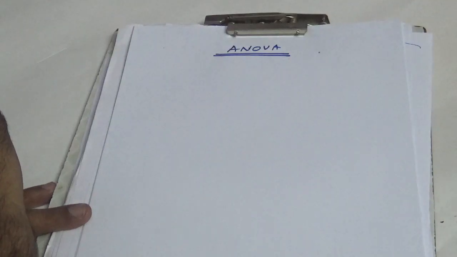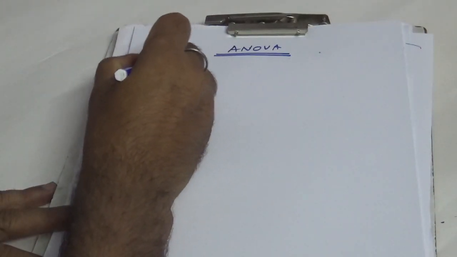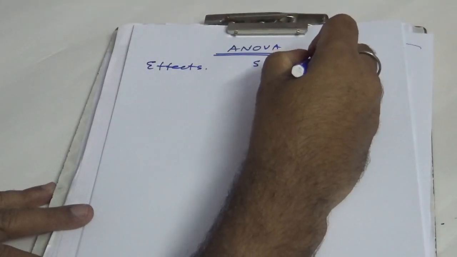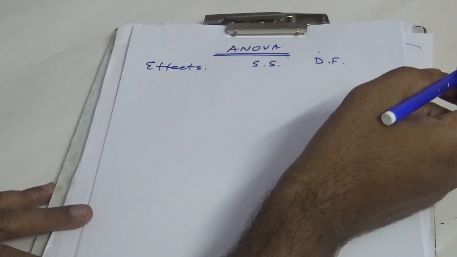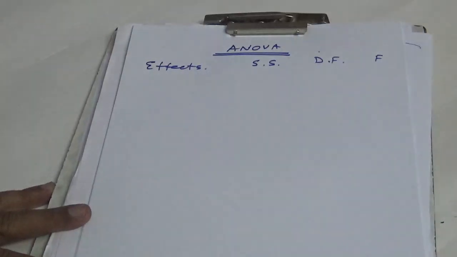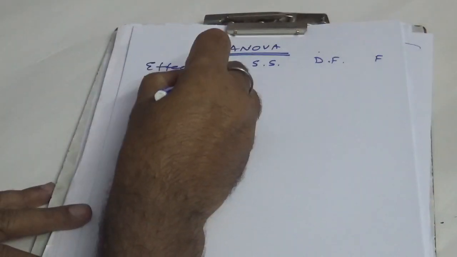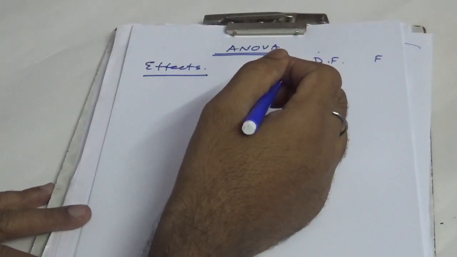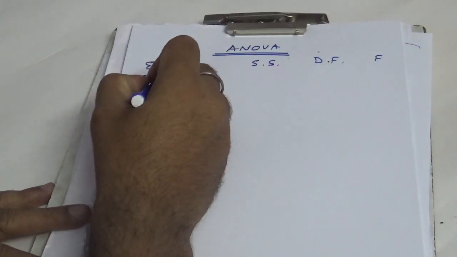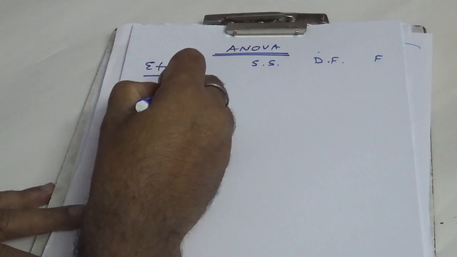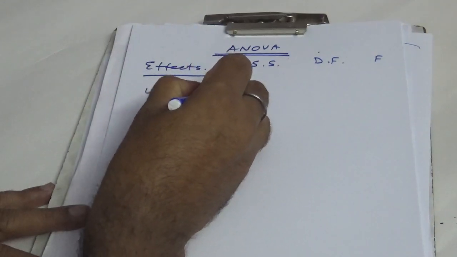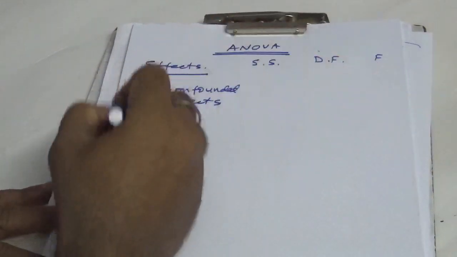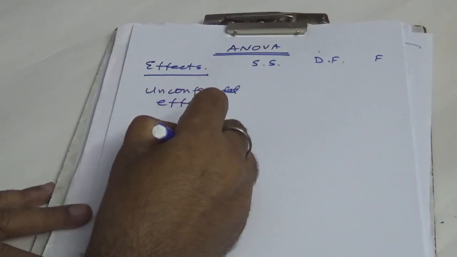there are essentially going to be effects, there are going to be sums of squares, and there are going to be degrees of freedom, and correspondingly you will try to obtain F. Now in these effects there will be A, B, C, etc. So essentially I can divide them into two parts. One is your unconfounded effects, and another will be your confounded effects.